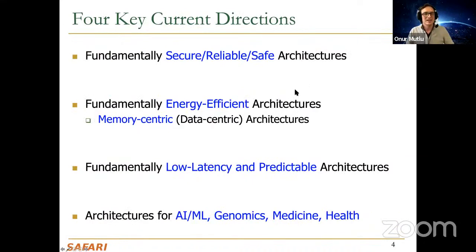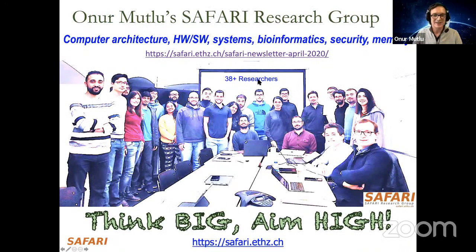So these are some current directions we're following in my group: fundamentally secure, reliable, and safe architectures, fundamentally energy efficient architectures, more memory-centric architectures. You will get exposed to it during this lecture and during the course as well. Reducing the latency of existing architectures, making them much more predictable and robust, and designing architectures for future applications like AI, ML, genomics, medicine, health, etc. Important applications.